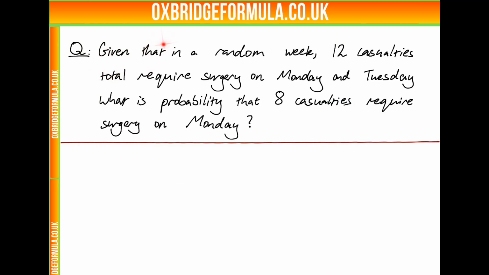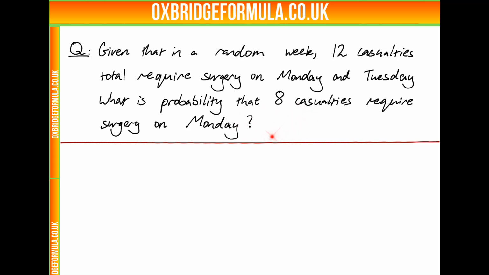We're now given that in some random week, 12 casualties in total will require surgery on Monday and Tuesday. We're therefore asked what is the probability that 8 of these 12 casualties require some surgery on Monday. So in order to attack this part of the question, we're going to need to name some variables.